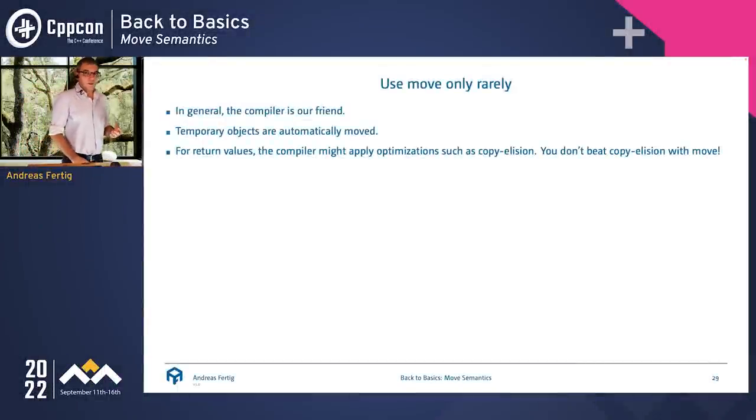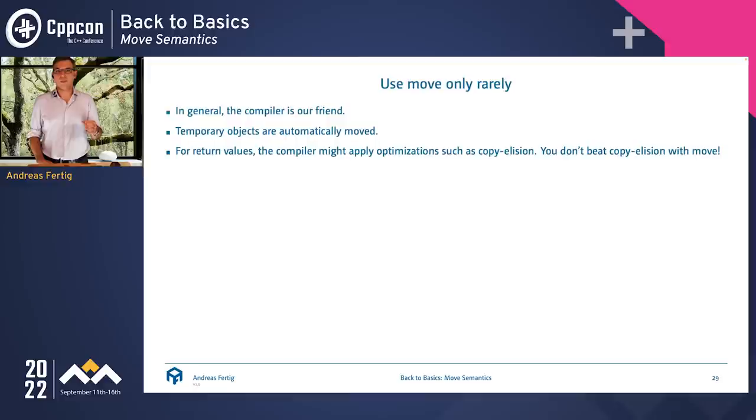So I talked a lot about std::move, and it's time to say use move only rarely. In general, the compiler is our friend. Temporary objects, I showed you that in the beginning, are moved automatically. This is where a lot of performance wins lie. Use that, utilize them. You don't have to do anything other than implementing your move operations. Sometimes it's enough to say equals default, or the compiler already provides you with them.